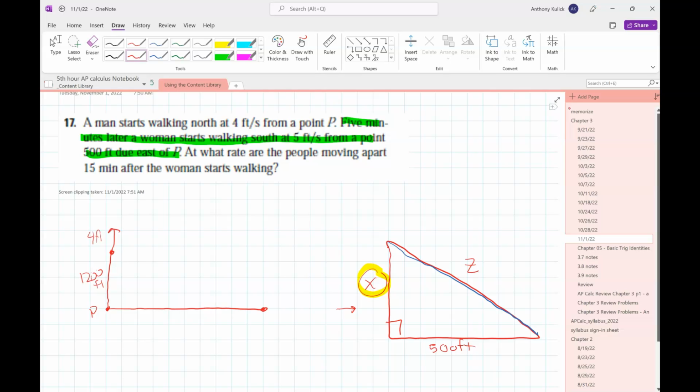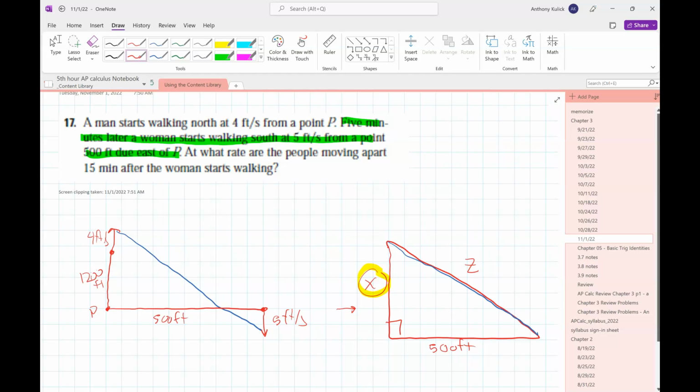And then we're still going at 4 feet per second. And this one is going at 5 feet per second. And then we're looking for this. Everybody's okay with that? Okay.